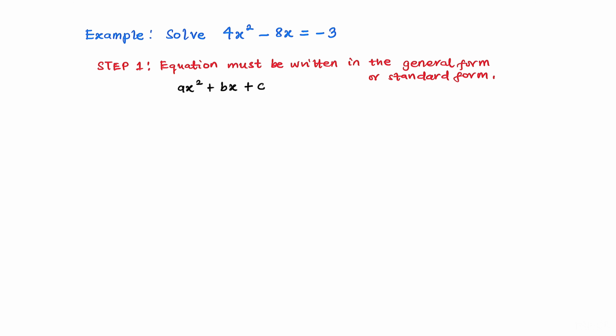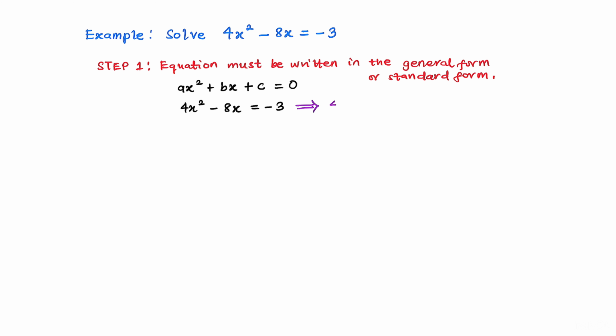The example says 4x squared minus 8x equals minus 3. As we can see, this equation is not in the general form, or is not in the standard form. So in order to determine the value of a, b, and c accurately and to apply the formula, we have to write the equation in the general form. So let's deal with that.